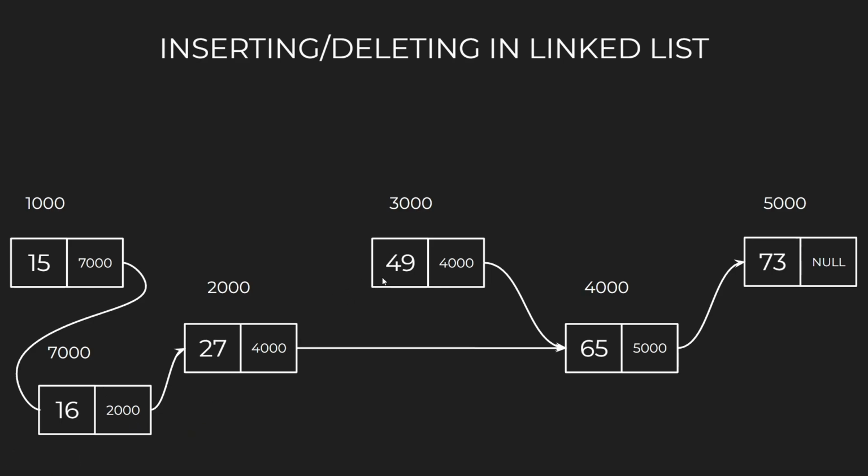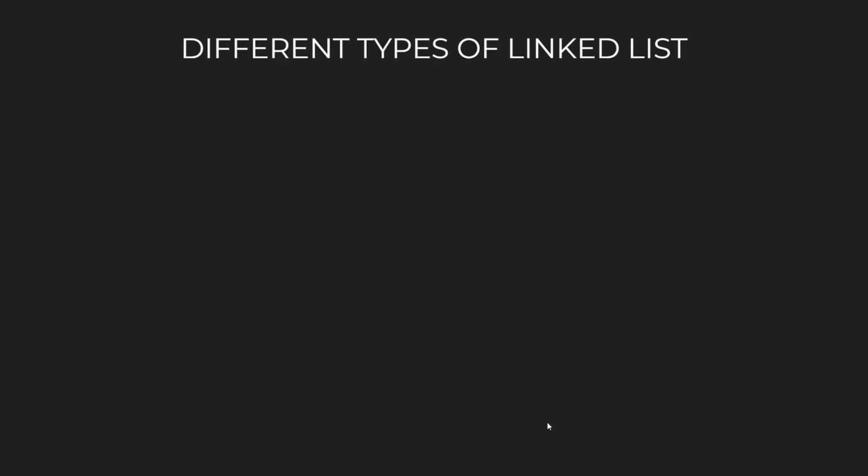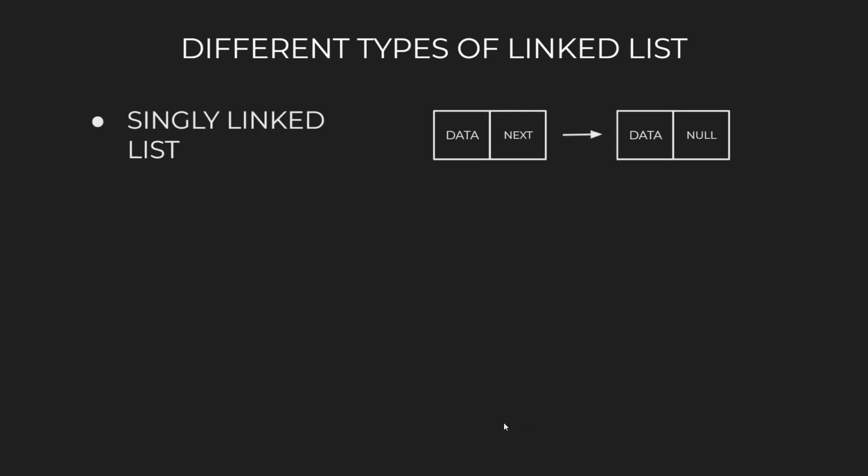Now, there are different types of linked lists. Let's start with the simplest type, the singly linked list. In a singly linked list, each node contains a data element and a reference to the next node. This structure allows traversal only in one direction, from the head to the tail.